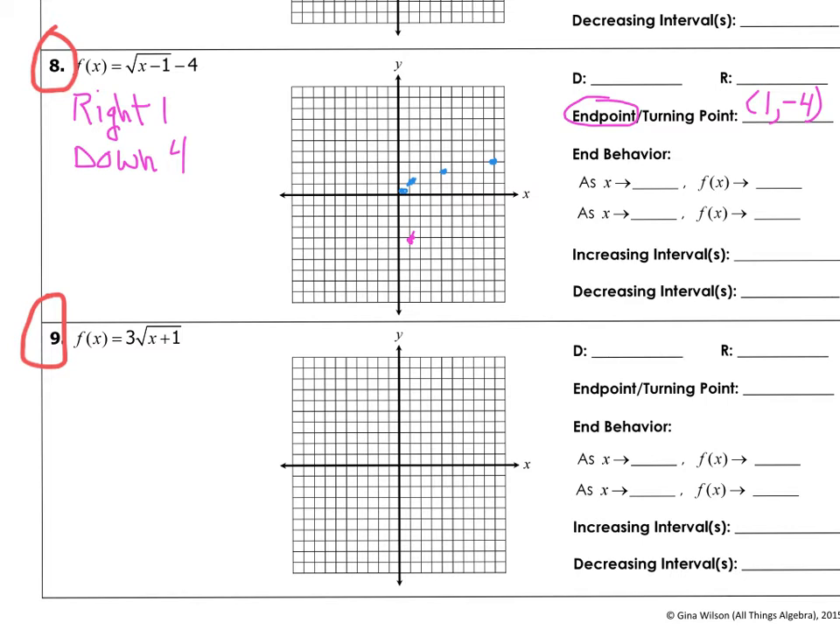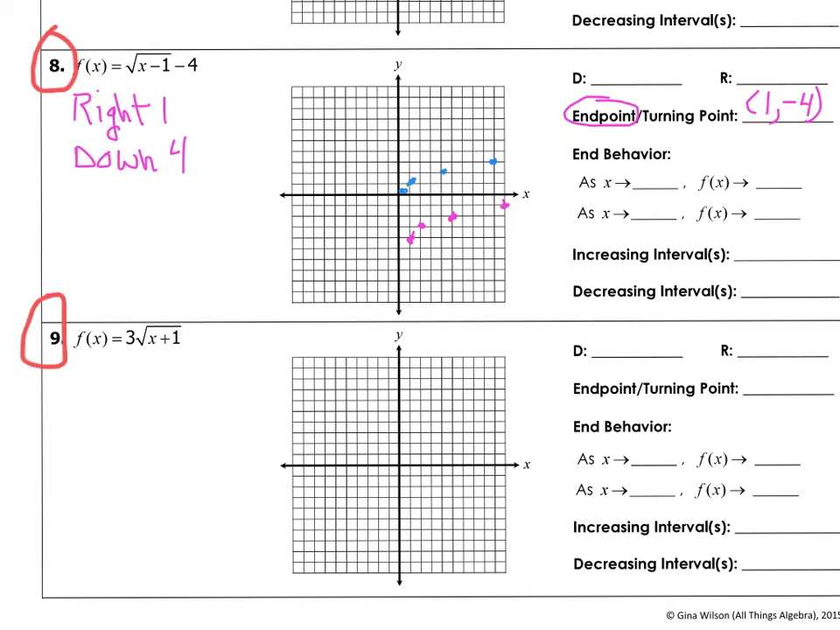Okay, so then our next point, 1, 1, is going to go to the right 1, down 4, so that puts it right here. And then our next one, right 1. And so then that's the next point. And then right 1.